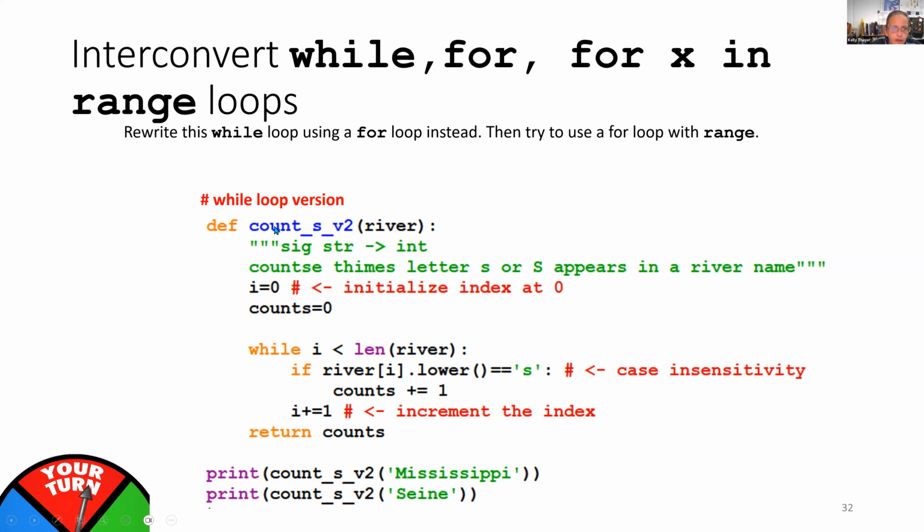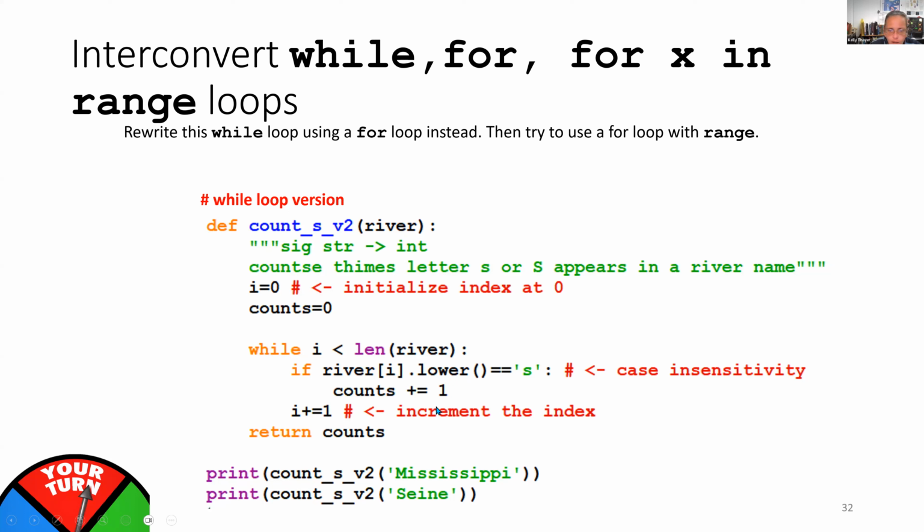Here we have count_s version 2 of river. Remember, we had encountered this before. We have a string coming in and we're returning an integer. This counts the number of times s, capital or lowercase, appears in river. So we have i equals 0, initializing our index, and the count is at 0.